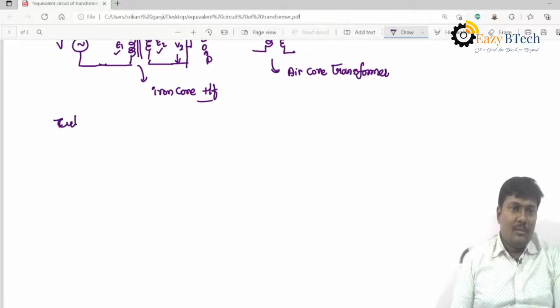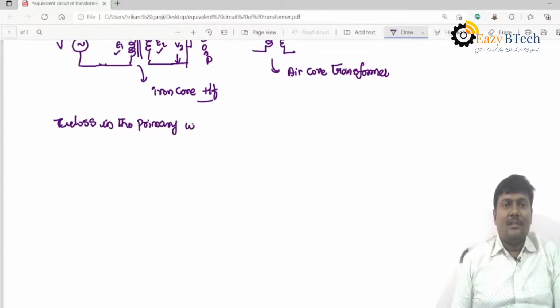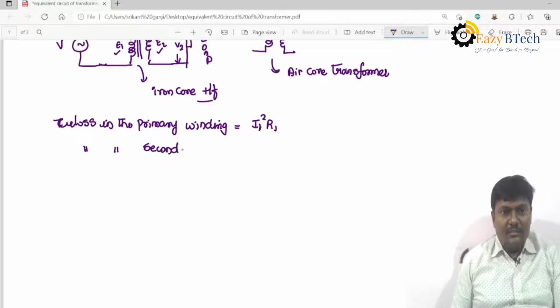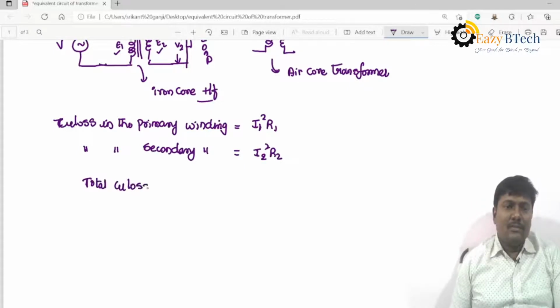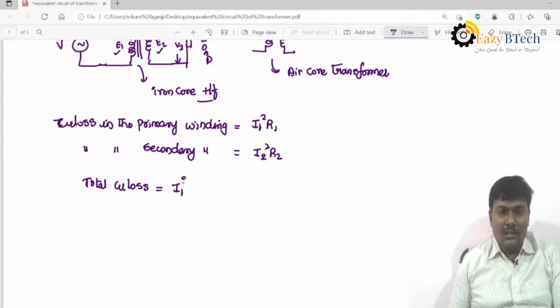Copper loss in the primary winding: the primary winding current is I1. Generally the copper loss formula is I square R, so I1 square into R1. The copper loss in the secondary winding is I2 square into R2. Now the total copper loss is equal to I1 square R1 plus I2 square R2.